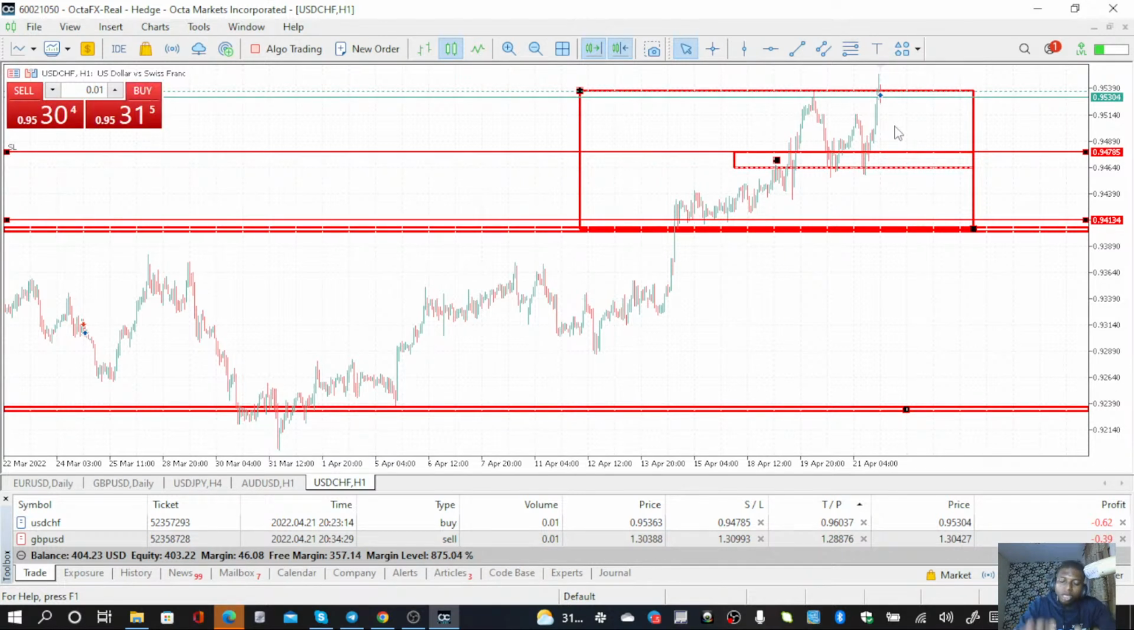So I'll do a quick recap again on how to analyze the market. When you open the market, you ask yourself one question. Number one, what is the market structure? Are we in a bull market or a bear market? Is the market in an uptrend or a downtrend?